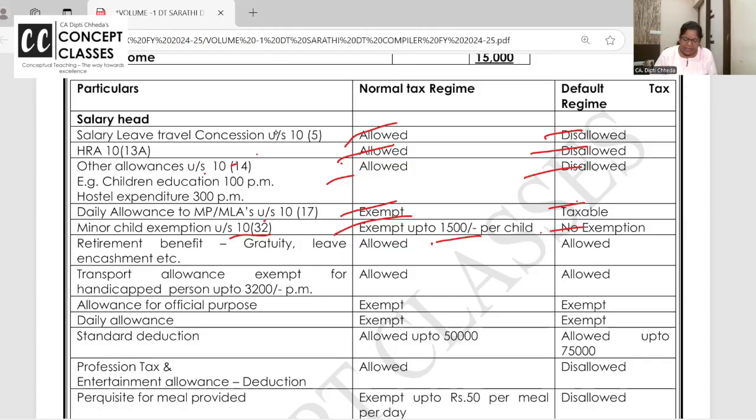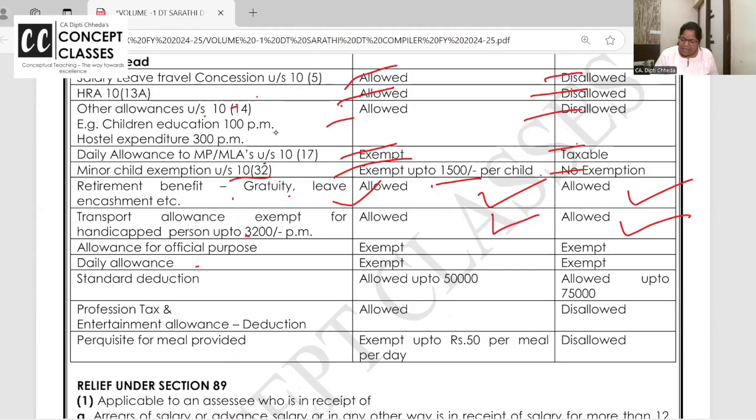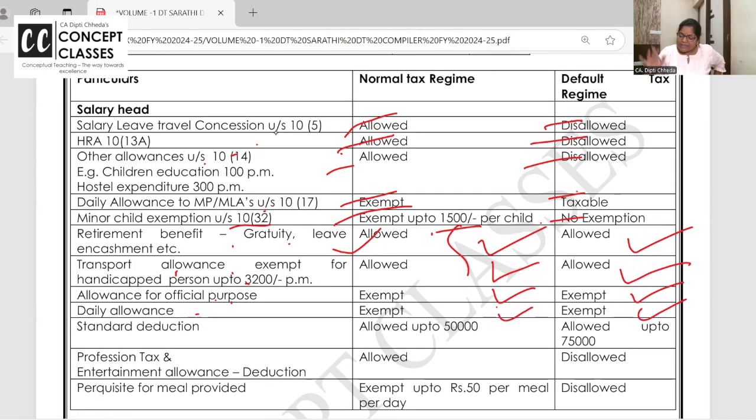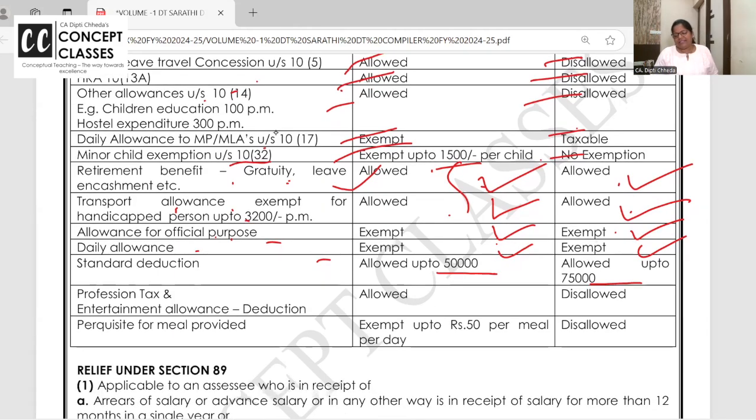So it's all negative only in the default tax regime. Leave salary, gratuity, retirement benefit exemptions are allowed in both. Transport allowance for handicapped is allowed in both. If you spend any allowance for official purpose, both. Daily allowance, both. That's it. And there was one more, oops, missed out. Yes, the divyang employee, this is what is called handicapped. So what is the gist? What is allowed in both? Retirement benefit allowed, transport allowance, official purpose and daily allowance. Finished. Standard deduction here 50, here 70.